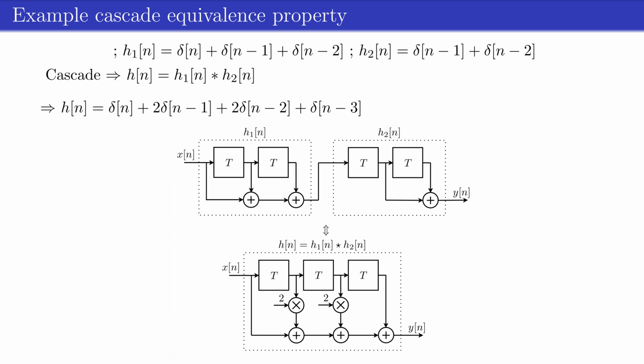Finally, we note that the cascading of two FIR filters results in an FIR filter again. The finite length of this combined filter equals the sum of the lengths of both individual filters minus 1.